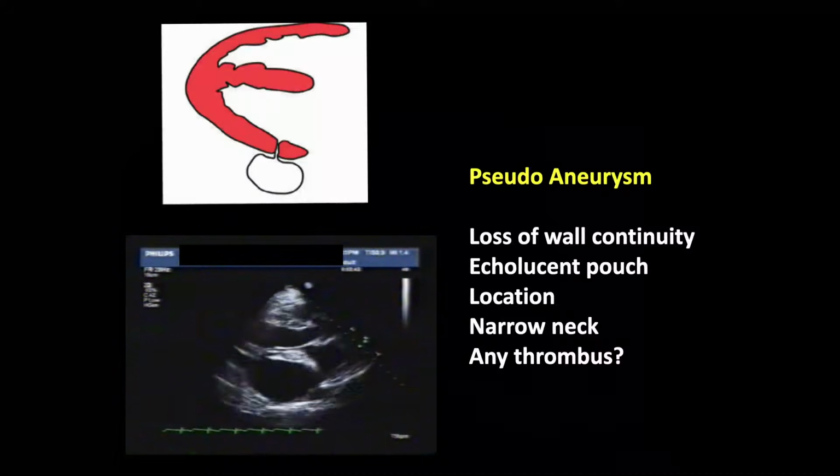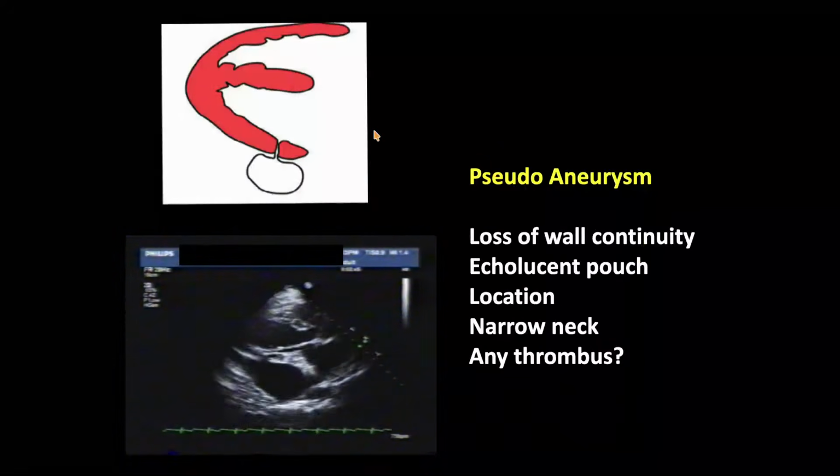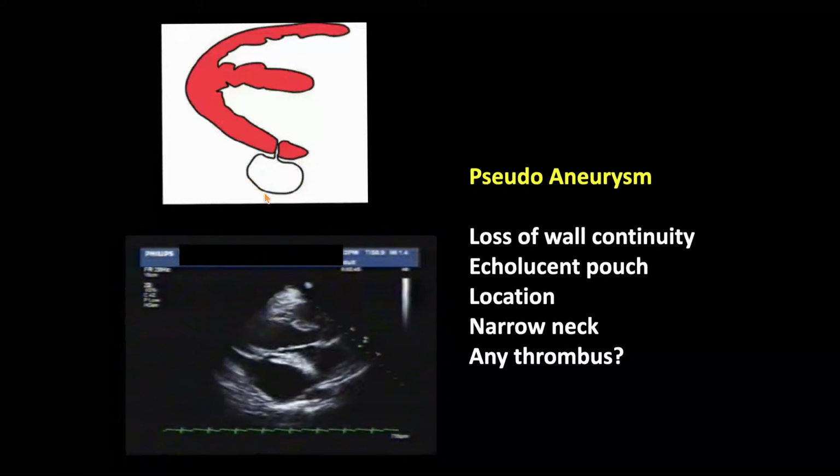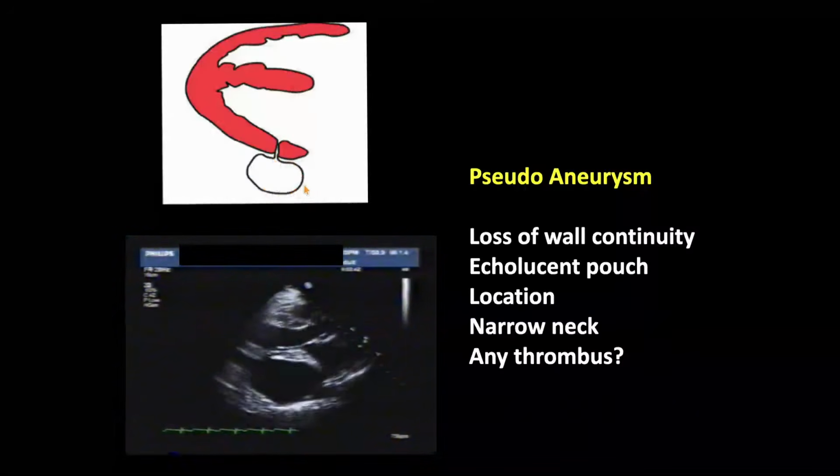So there are two types of aneurysms. You have the pseudoaneurysm, and you can see that there is a break in the wall over there. So there is no continuity at all. The break is called a neck. That is a very narrow neck, and you have this outpouching over there. So anytime you see a narrow neck and an aneurysmal outpouching, that means it's a pseudoaneurysm, and look for a thrombus.